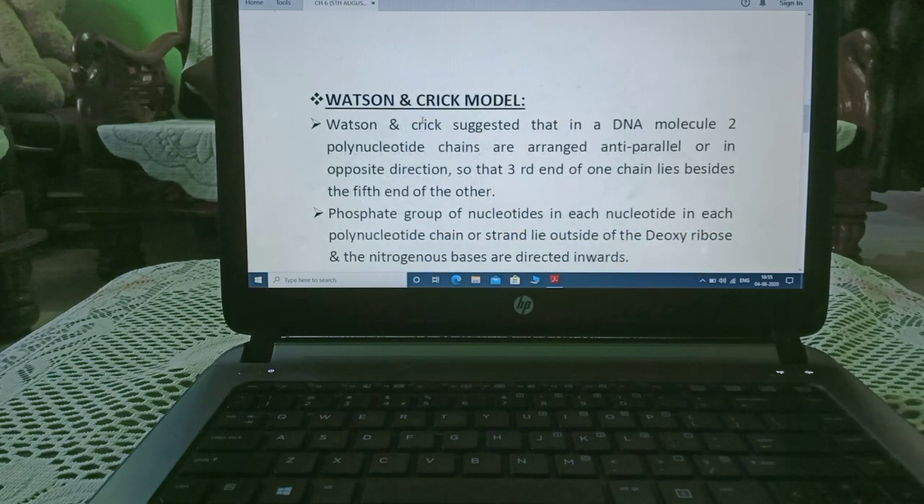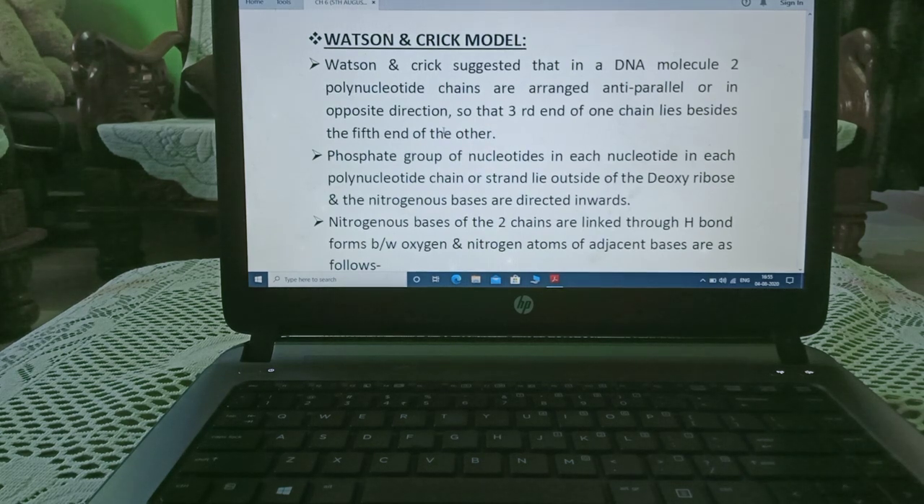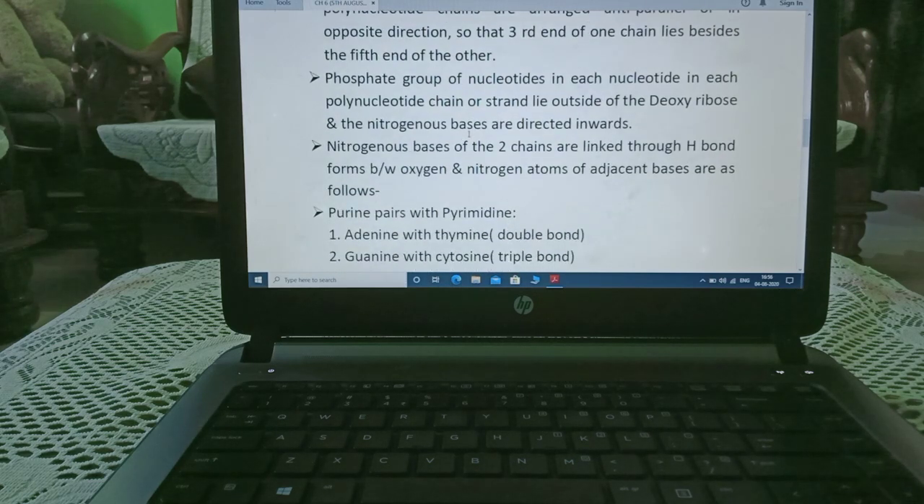Now, the Watson and Crick model of DNA. Watson and Crick suggested that in a DNA molecule, two polynucleotide chains are arranged in an antiparallel manner. That is, they are present in opposite directions, so that the 3' end of one chain lies beside the 5' end of the other. The phosphate group of each nucleotide, or strand, lies outside of the deoxyribose, and the nitrogenous bases are directed inwards.